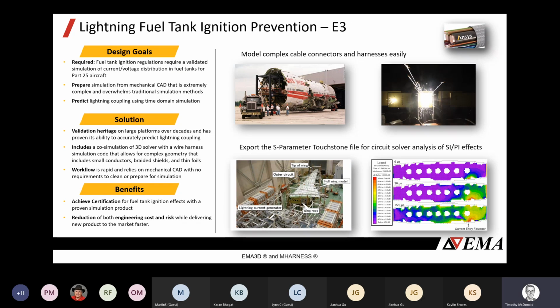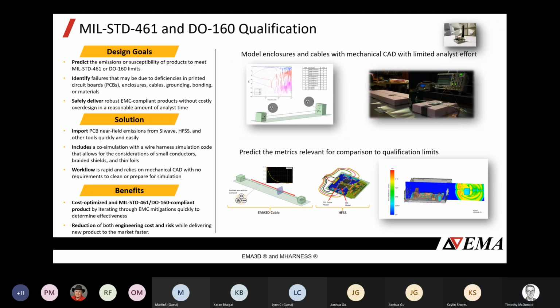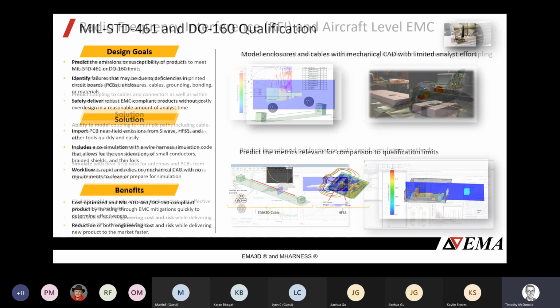As we look at fuel tank ignition prevention, our ability to model anisotropic materials will be critical for complex tank designs. For DO-160 qualification, again, we can determine whether or not our Zener diodes are protecting from ESD. We can see if our diodes are sized properly for lightning. We can take from the box level to the circuit level and see if we've got the correct design.